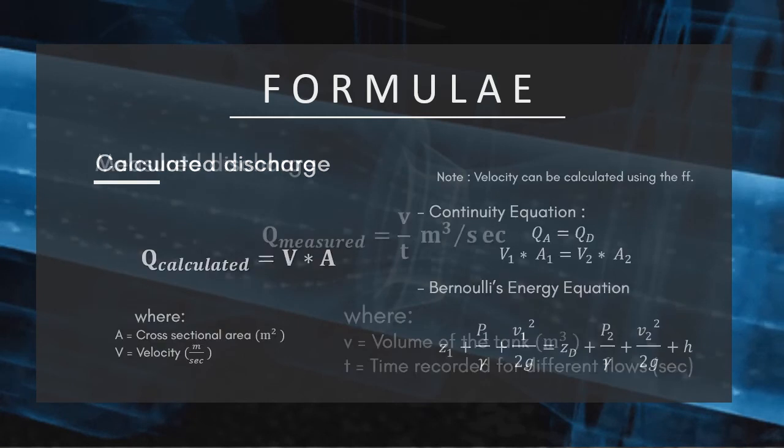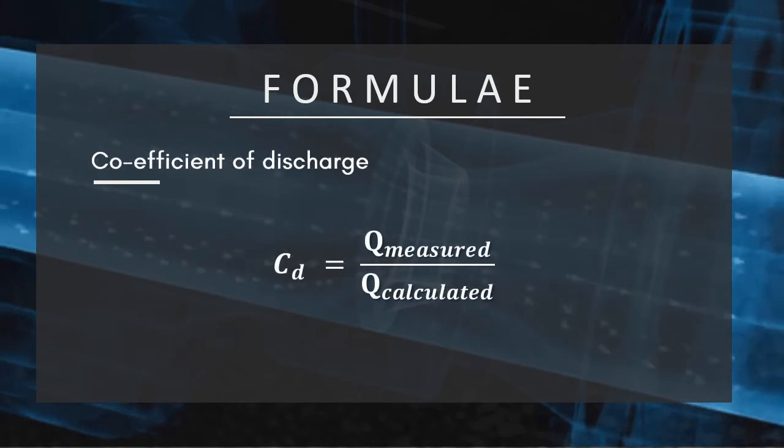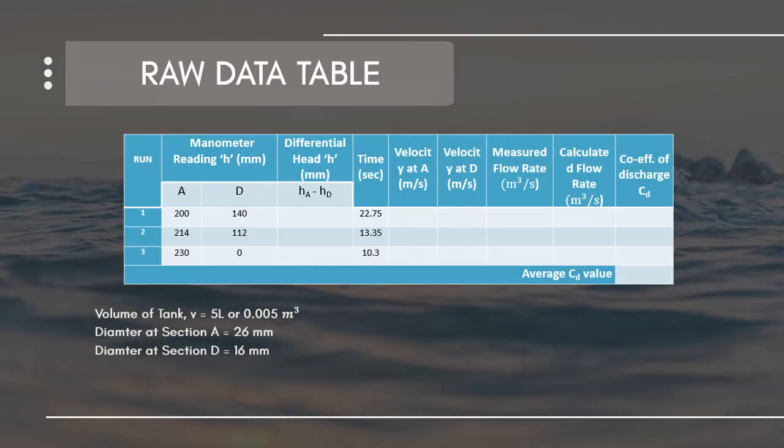And the calculated discharge is equal to V times A, where A is the cross-sectional area in square meter and V is the velocity in meter per second. Velocity can be calculated using the continuity equation and Bernoulli's energy equation. And the last formula would be the coefficient of discharge, which is equal to the measured discharge over the calculated discharge. The tables shown are the data gathered for the experiment.